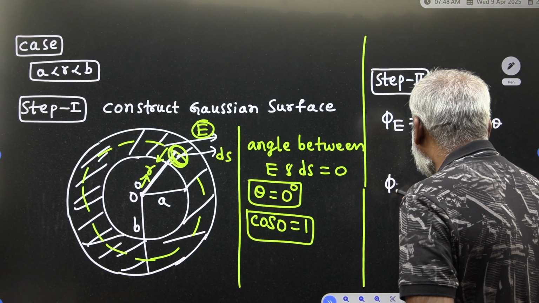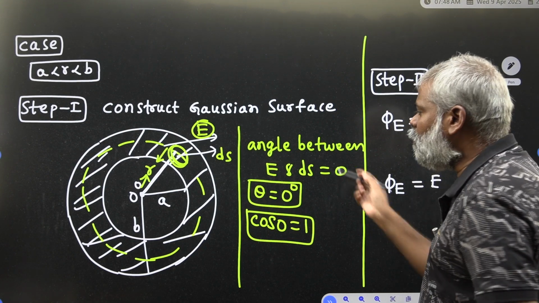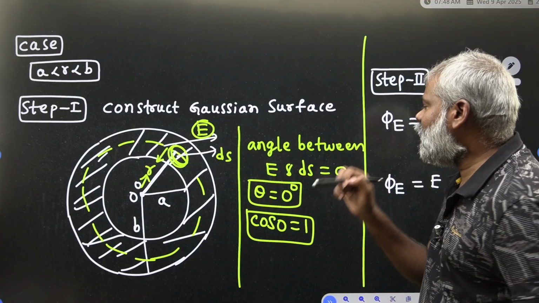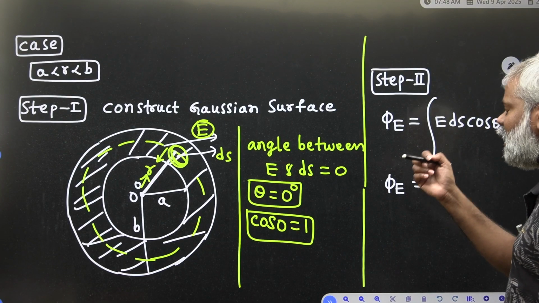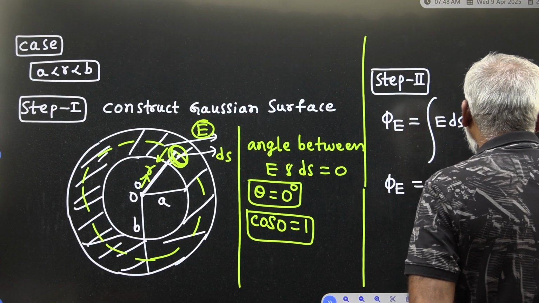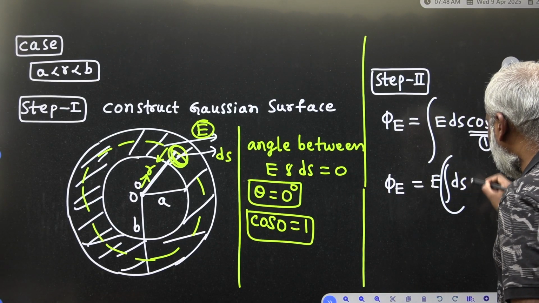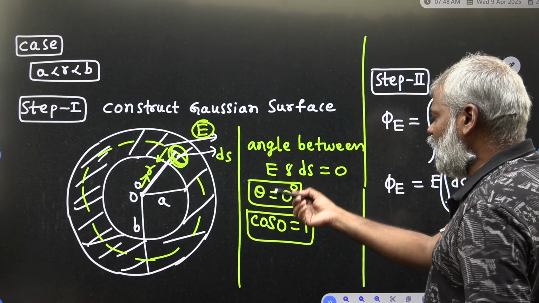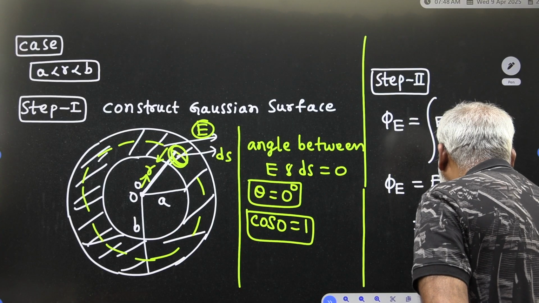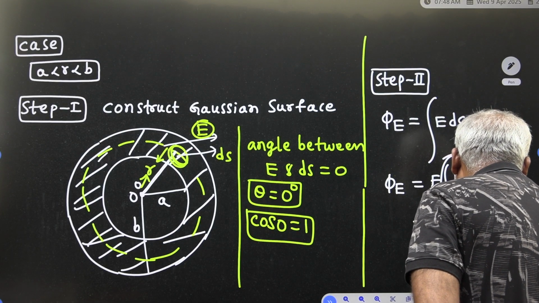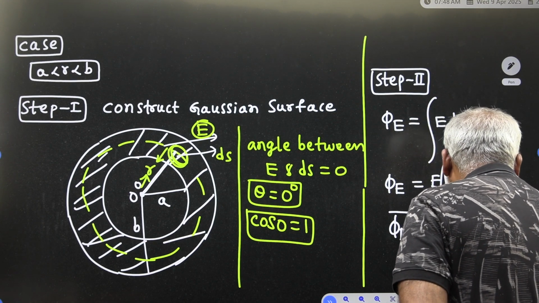So therefore phi is equal to, you have to take the E outside because at all the points on the Gaussian surface that electric field is the same. So that is a uniform electric field. That's why you have to take it outside. Cos theta is equal to 1 and integral ds is there. So what is the area of the Gaussian surface? The area of the sphere is equal to 4 pi r square. This is the flux of a Gaussian surface.